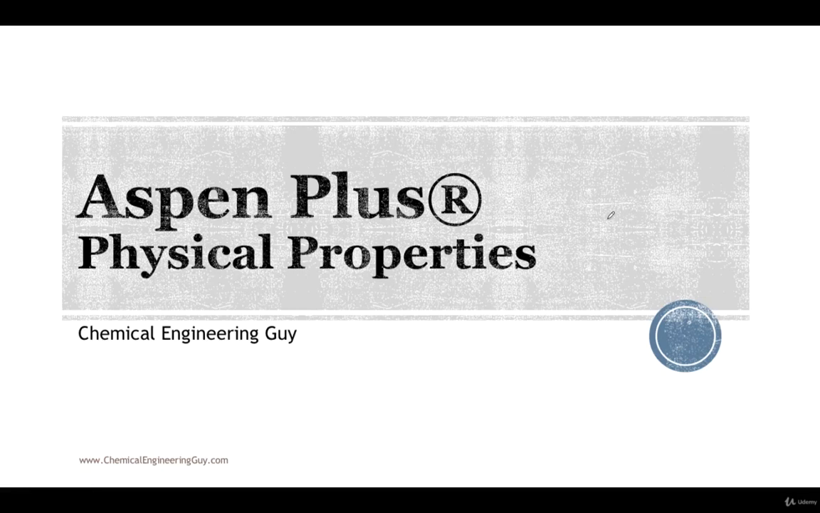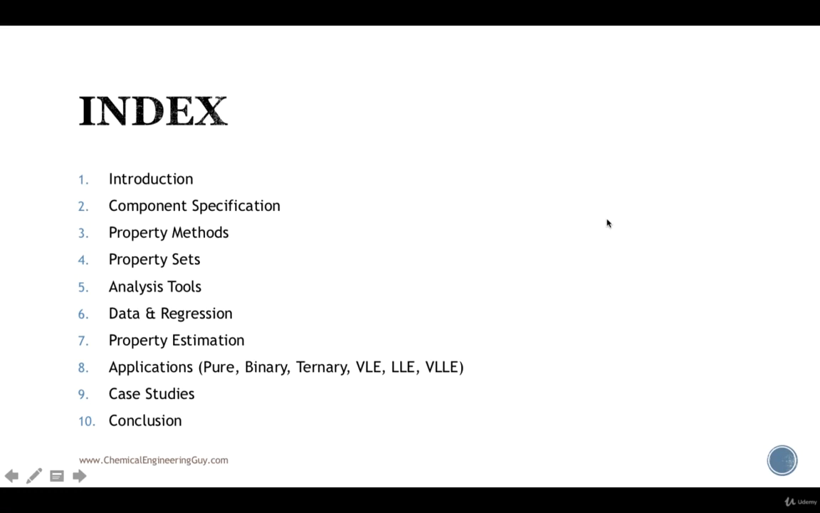To the Aspen Plus Physical Properties course, in which we cover mostly physical, thermodynamical, and transport properties of either pure substances, a mixture of 2, 3, or even more components. So this is the index. I just wanted to show you how it's structured. We're going to be talking about each section individually.